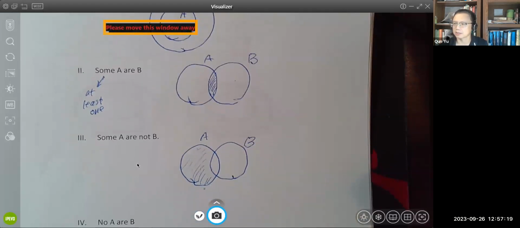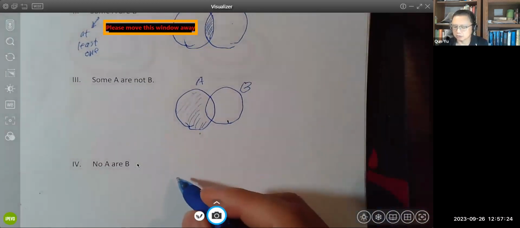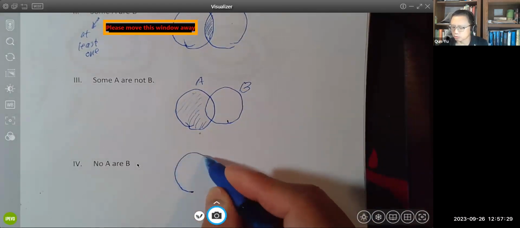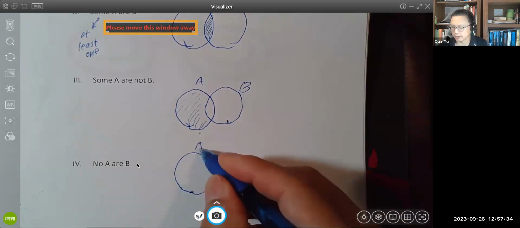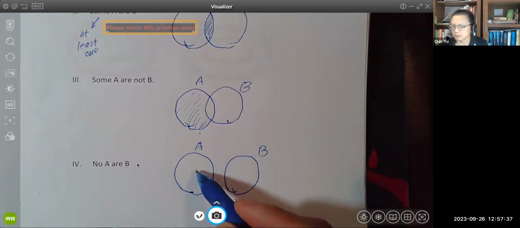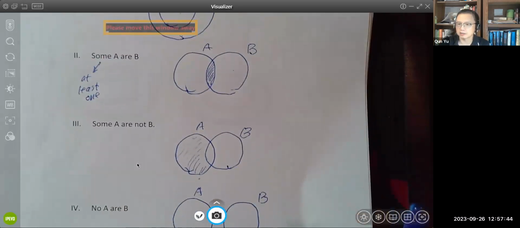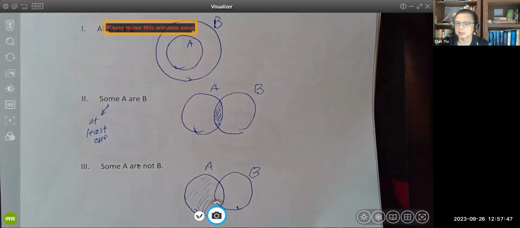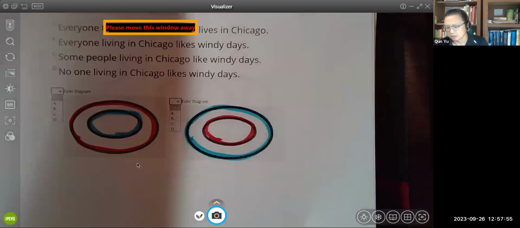So that's another relation. The last one, no A are B. So no elements in A are in B. There's no overlap, so we draw the two circles totally separated. This is A, this is B. As long as you have an element in A, it's guaranteed it's not in B. No A are B. These are the four relations, the four models again. That's all you need to answer all of those argument questions in your homework.